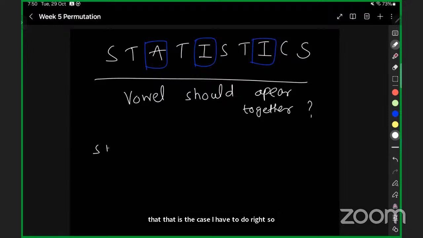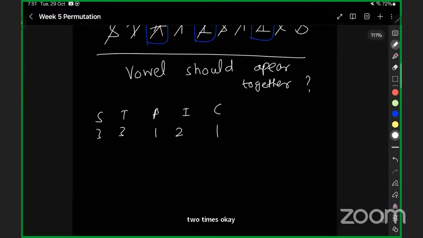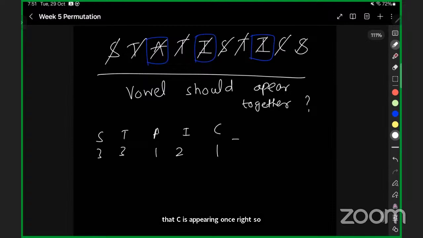Okay, so let's say if I had just statistics and didn't care about vowels or anything, then what I would have done is first write the repeating objects. So S is appearing 3 times, T is appearing 3 times, A is appearing 1, I is appearing 2 times, and C is appearing once. So this is the general case when no condition was given to me.